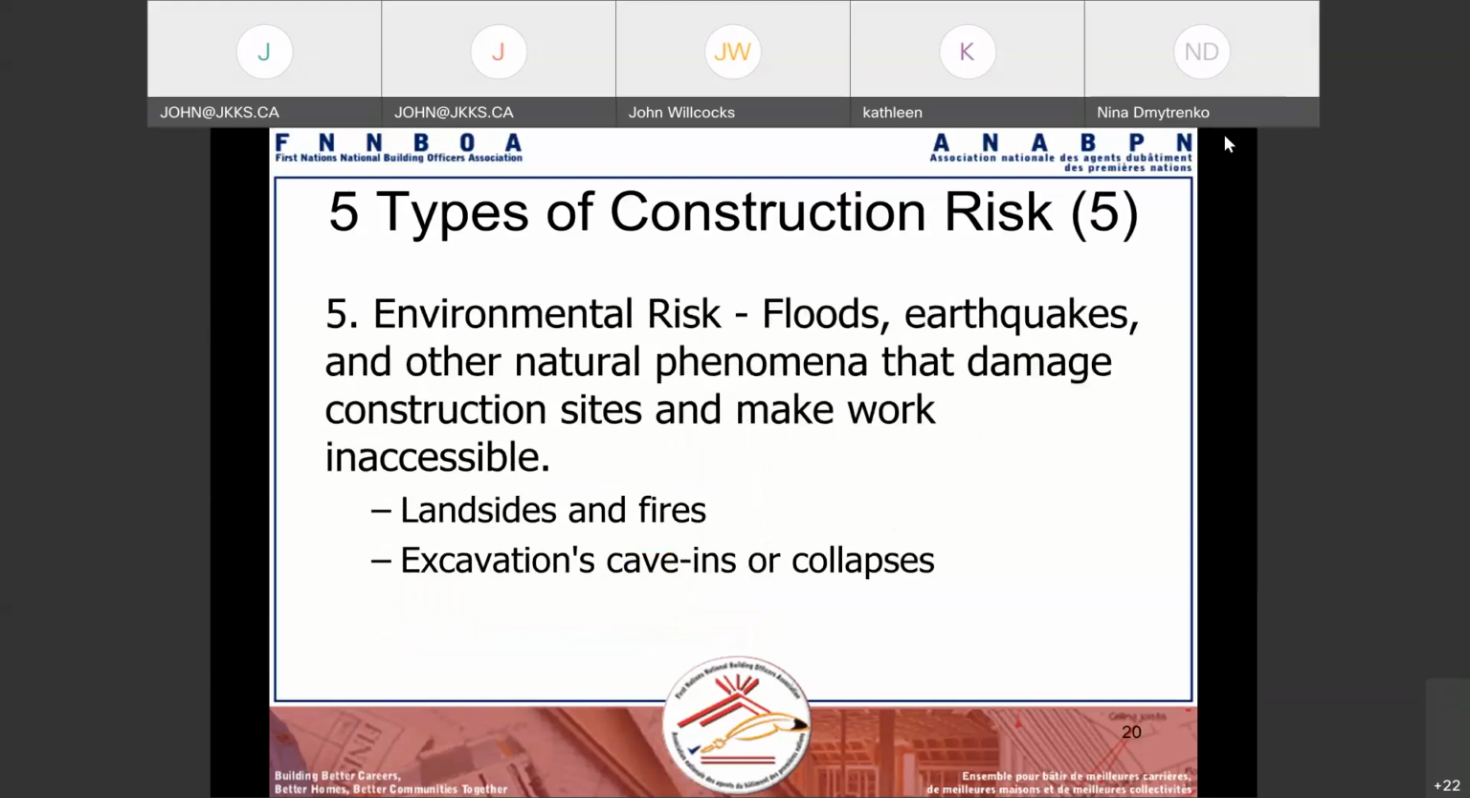Environmental risks. This seems to be happening more and more for a lot of communities, on or off reserve. We talk about floods, the fires that cause damage to the site. Sometimes you can't get access. We talk about landslides and fires.